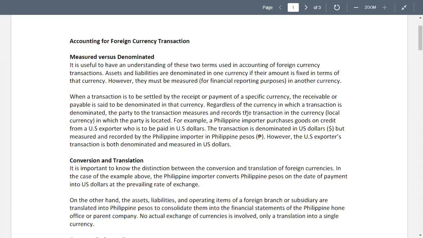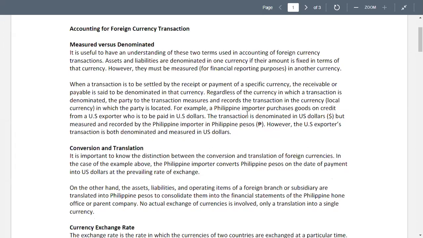So in other words, the Philippine importer who purchases goods on credit from a U.S. exporter will be paying in U.S. dollars. However, the transaction is denominated in U.S. dollars but measured and recorded by the Philippine importer in pesos. However, the U.S. exporter will record both denominated and measured in US dollars.